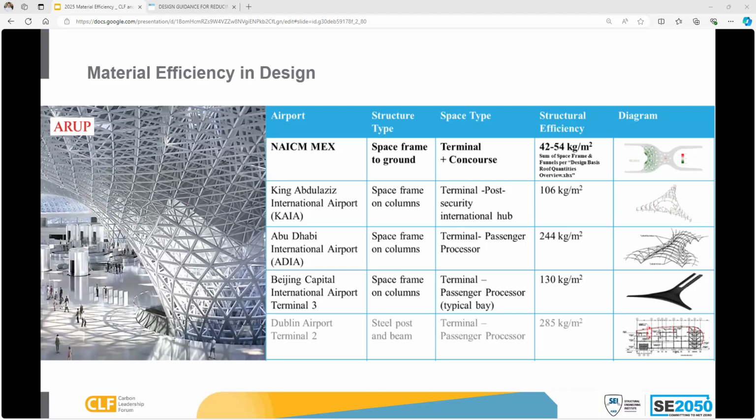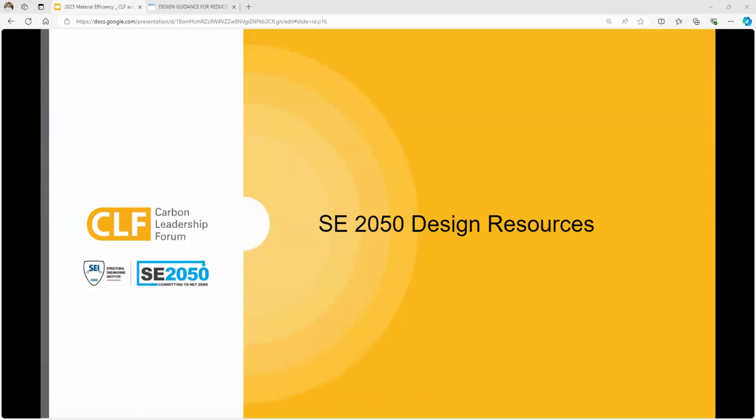So these are just a couple examples, but Fraser is now going to go into a lot more about the strategies and what you can actually do in design and on your day-to-day projects using SE 2050's resources. Thanks, Francis.